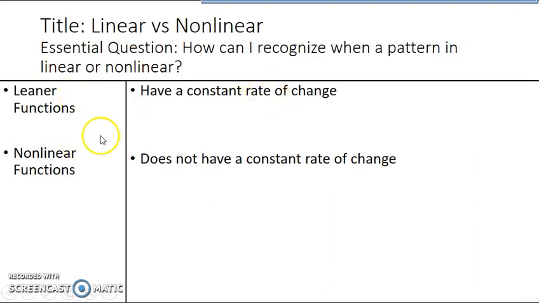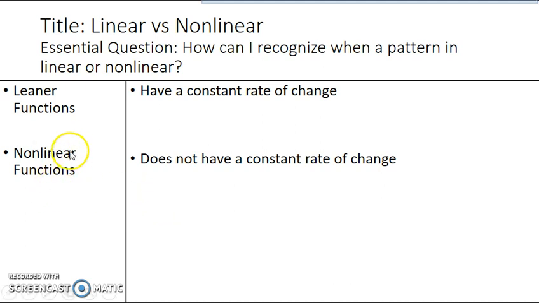All right, a linear function, keep it simple, has a constant rate of change. What do we call a constant rate of change? Slope. It makes a line, it has a slope, it increases or decreases at the same amount each time, and it can be put into the form of y equals mx plus b. X has to have an exponent of 1.